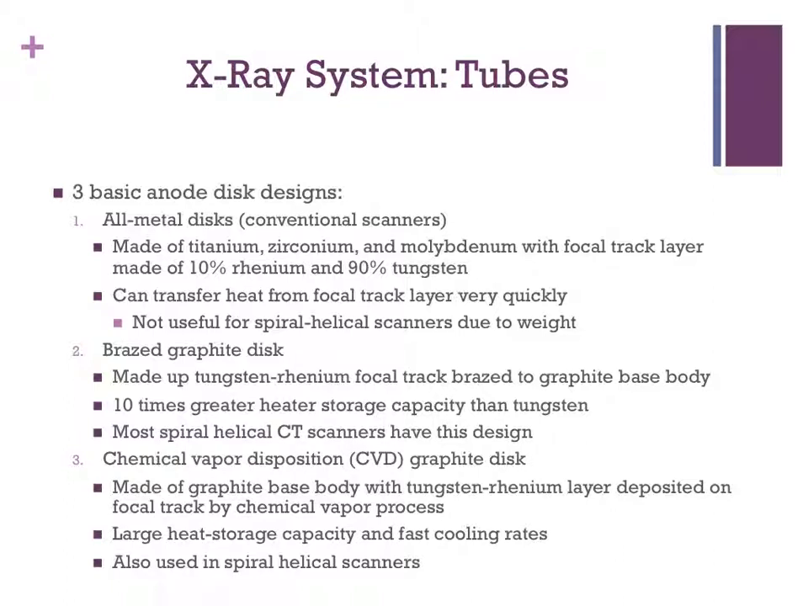The second type of anode disc design is the brazed graphite disc, which is made of a tungsten rhenium focal track brazed to the graphite base body. It has 10 times greater heat storage capacity than tungsten. And most spiral helical CT scanners actually do have this design. The third type of the anode disc design is the chemical vapor deposition graphite disc, and this is made of a graphite base body with a tungsten rhenium layer deposited on the focal track by a chemical vapor process. It has a large heat storage capacity and fast cooling rates. And this is also used in spiral helical scanners.